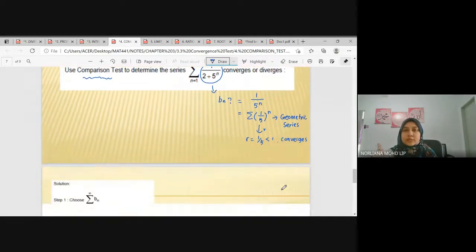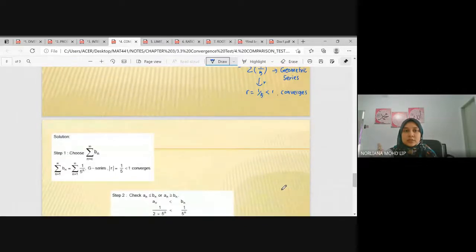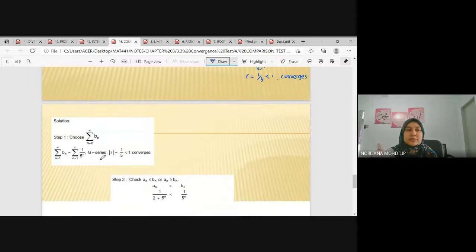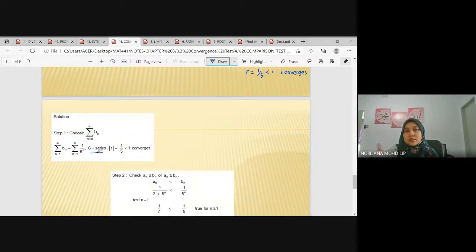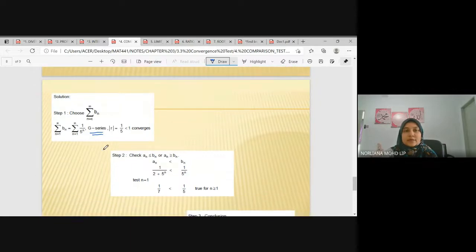First step, I test it first. Okay, so it's a geometric series, so it converges. You need to mention here: geometric series or P series. Okay, then the second step, check whether AN is less than BN or greater than BN.